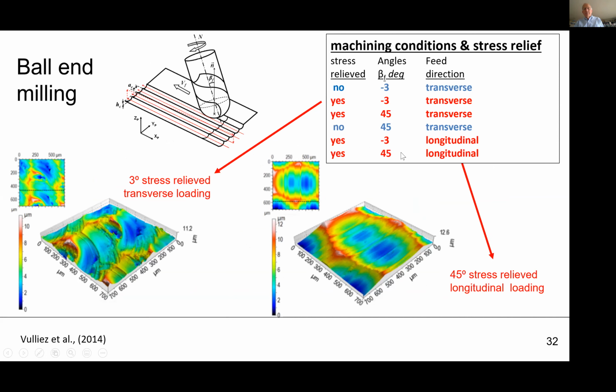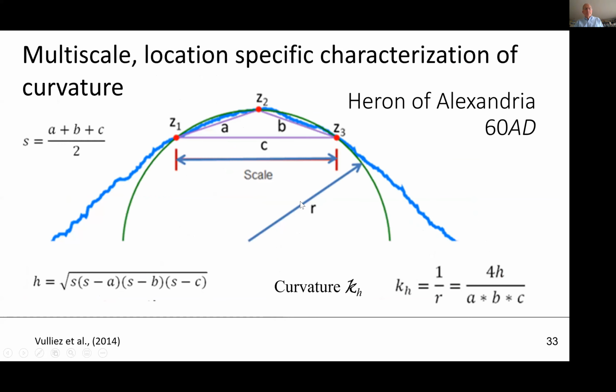So here's two different surfaces to show you how different it is when you change this angle with the ball end mill. So this surface was 3 degrees and stress relieved and loaded in a certain direction, and this was 45 degrees and makes a much nicer kind of large scale feature on the surface, and was loaded in a certain direction.